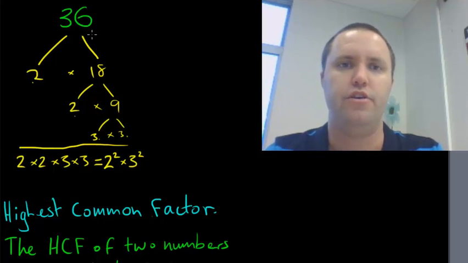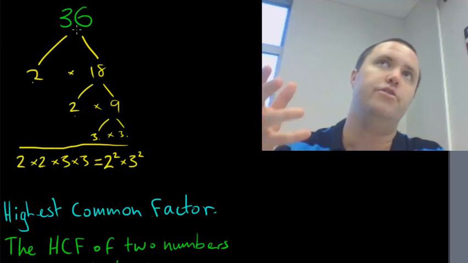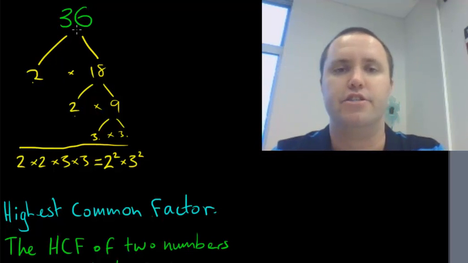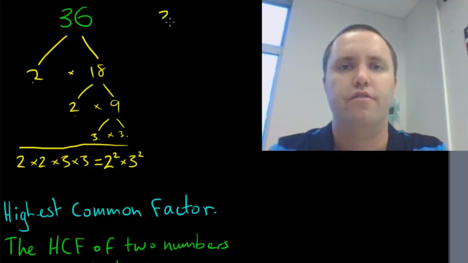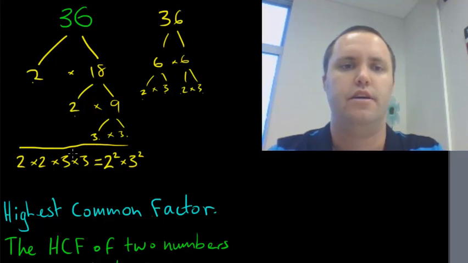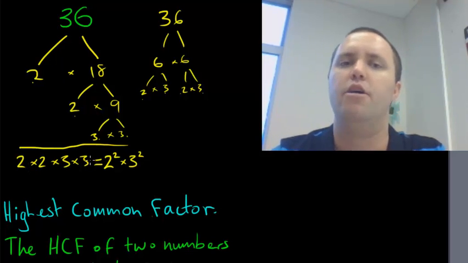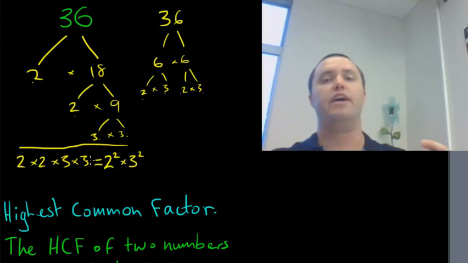Now, just to show you, each composite number has a unique prime factorisation. So no matter what you choose for your factor tree, it will always come up the same way. So 36 is also 6 times 6, which is 2 times 3 and 2 times 3. So we have 2 times 3 times 2 times 3, which is the same as 2 times 2 times 3 times 3, etc. So no matter how you go about it, as long as you're doing your factoring correctly, it will always work.